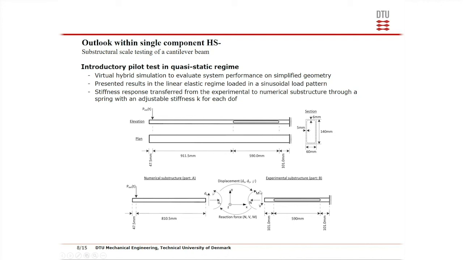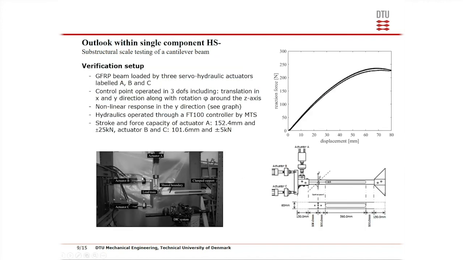And again, the shared boundary, located here in between the numerical and experimental substructure, is defined by a discrete point being loaded in 3 degrees of freedom. So here you see an image of the experimental substructure while the remaining part of the beam is handled numerically. And as you can see here, a huge amount of nonlinearity was achieved.